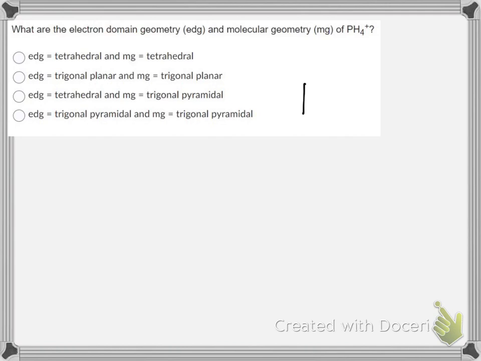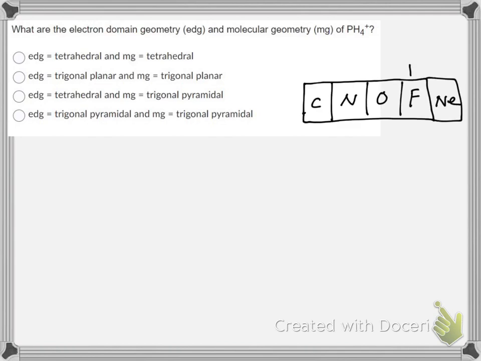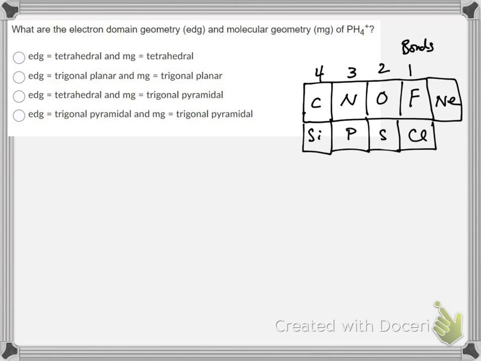All right, let's start with PH4+. These are the elements that we're most interested in terms of bonding. Keep in mind, based on the valency model, fluorine will form 1 bond, oxygen 2, nitrogen 3, and carbon 4. Then we have row 3, which does things a little bit differently, but usually follows very similar trends to the row above it.